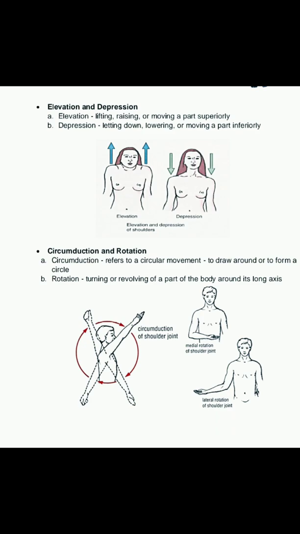So for the last topic, circumduction and rotation. Circumduction refers to a circular movement to draw around or to form a circle, while rotation is turning or revolving of a part of the body around its long axis.